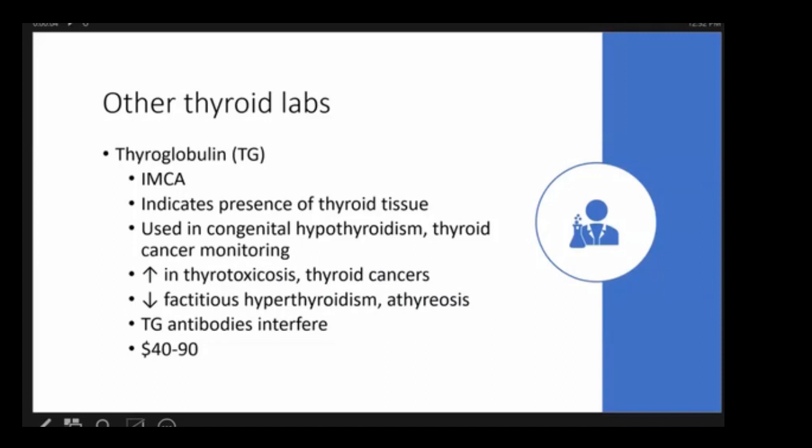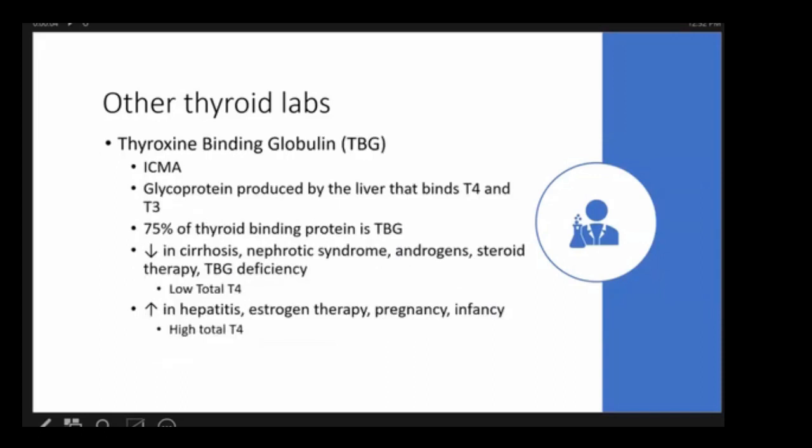There is an inherited TBG deficiency that can run in families. It's pretty harmless. They just make lower levels of TBG, but it will affect their total T4. And then again, patients on estrogen therapy, pregnancy, and in newborns will have higher levels of TBG.